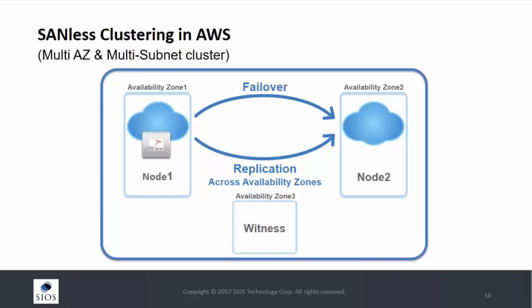So SANless clustering in AWS looks a lot like having a node 1 running a critical SQL workload in availability zone 1, and having a second availability zone where node 2 resides, and having a witness server that provides you with that kind of quorum capability in the event that the two nodes become separated. It's a way to avoid having a split brain scenario. And that gives you a failover between availability zones, because the SANless solution is making sure the replication is taking place between node 1 and node 2.